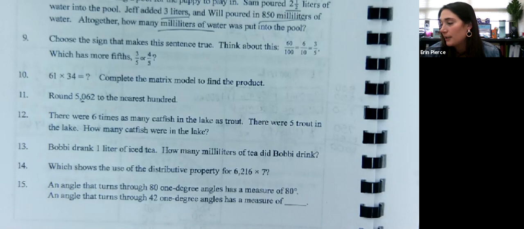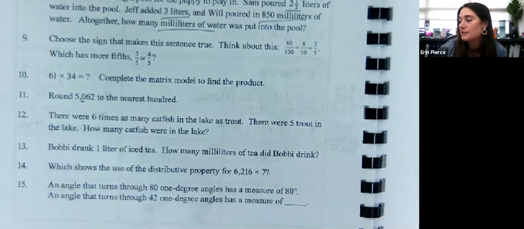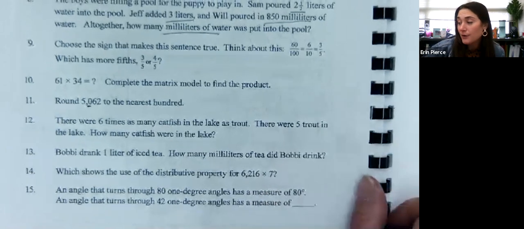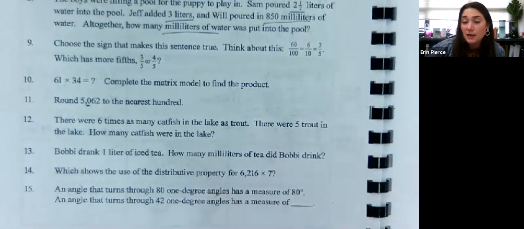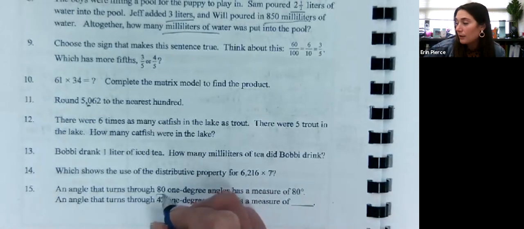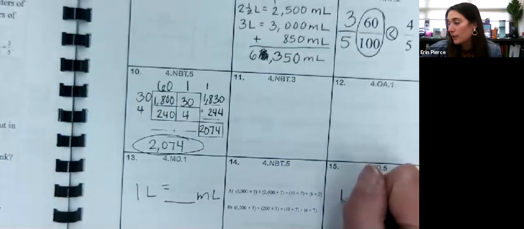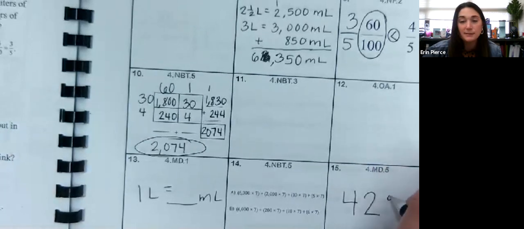And finally, an angle that turns 81-degree angles has a measure of 81 degrees. An angle that turns 42 1-degree angles has a measure of, well, this is not something we've talked about a lot, but look at that. So my answer is going to be 42 degrees.